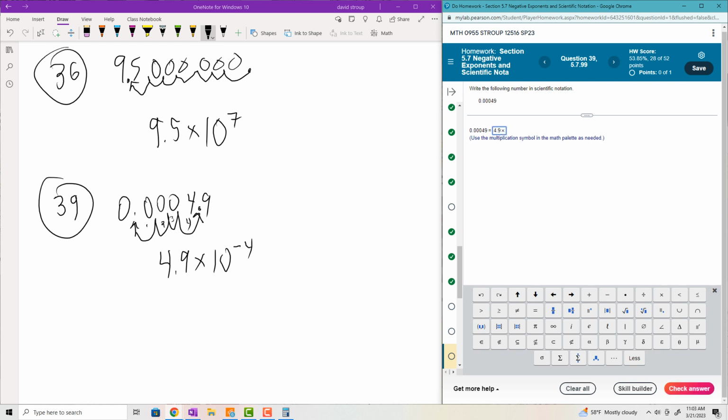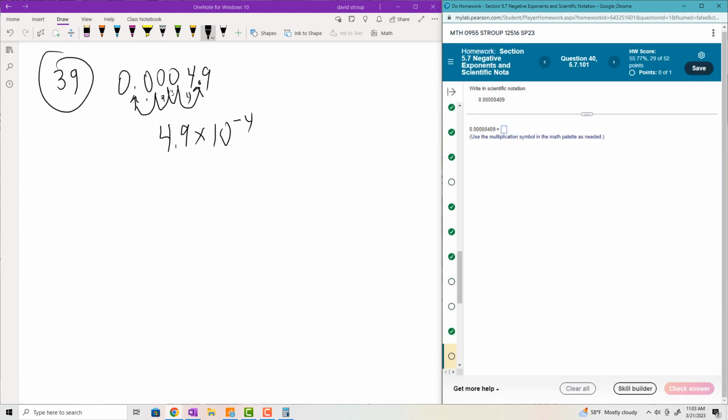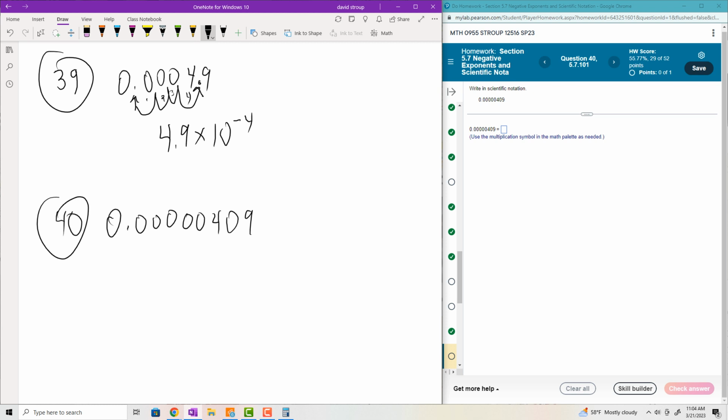You have to use the little button. Check your answer. Yay. Here's another one. And it's kind of hard to count all those zeros. 0.1, 2, 3. I think there's 5 of them. I use my arrow. 1, 2, 3, 4, 5. Yeah. 1, 2, 3, 4, 5. Okay, so we want the decimal place in between the 4 and the 0 right here. So I'm going to have to move 1, 2, 3, 4, 5, 6 places. So I'll have 4.09 times 10 to the negative 6.